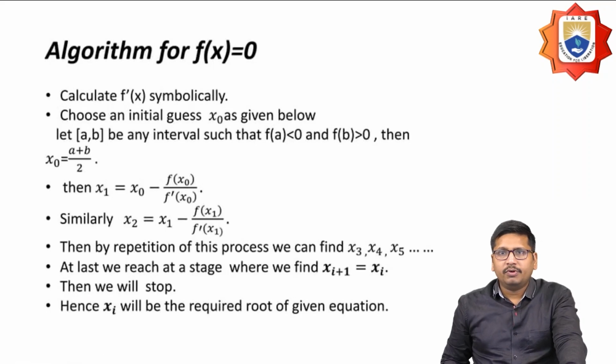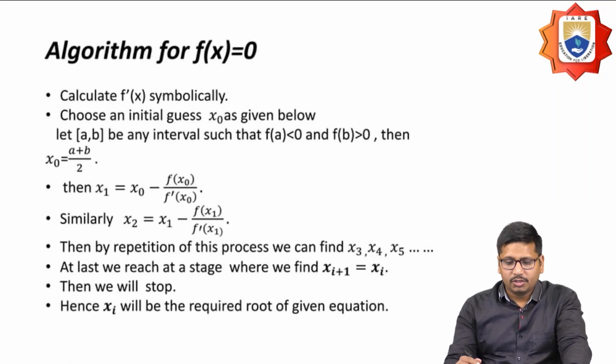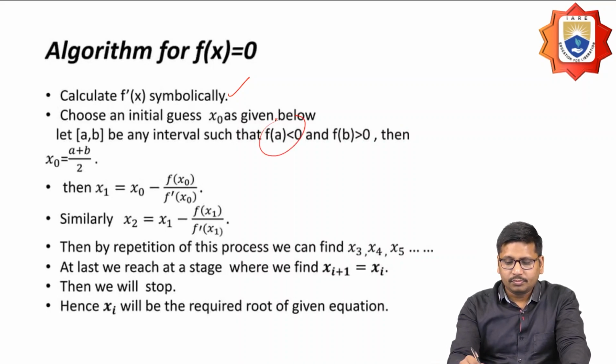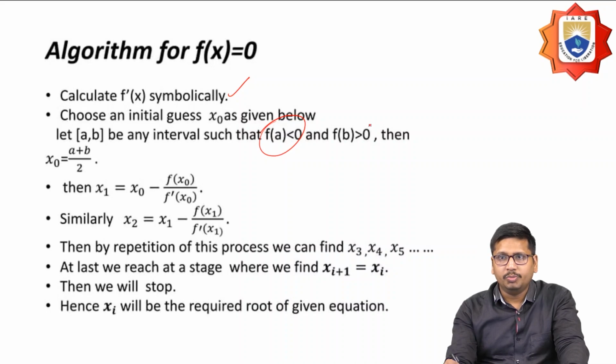So what is the algorithm for f of x here? Calculate f dash of x symbolically and choose an initial guess, x naught, as given below. Let a comma b be the interval such that f of a is less than 0 and f of b is greater than 0. Then I'm going to estimate x naught here. So x naught is equal to a plus b by 2.